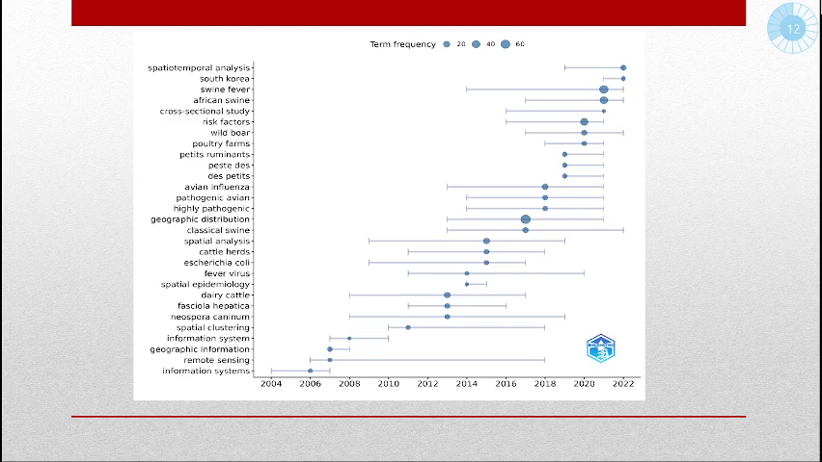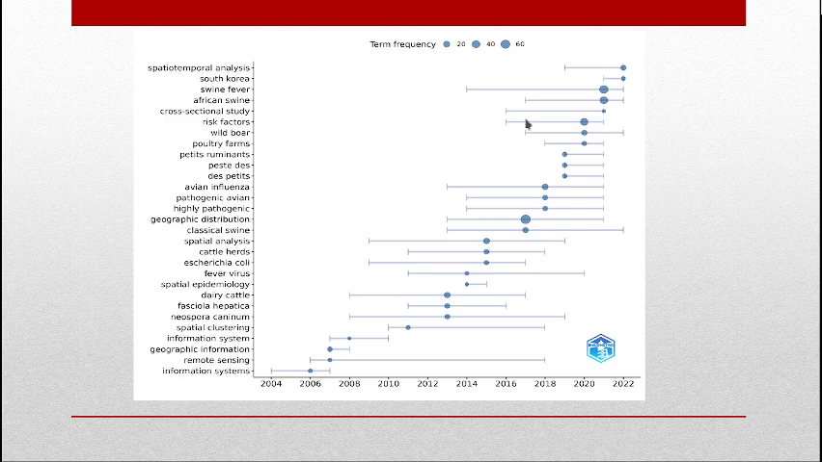Then we can see another interesting plot. This is about the trend topics. On the x-axis we can see the years, and on the y-axis we can see the different terms. So how to interpret this? You can see the term frequency, there are 3 levels in it: 20, 40, then 60.